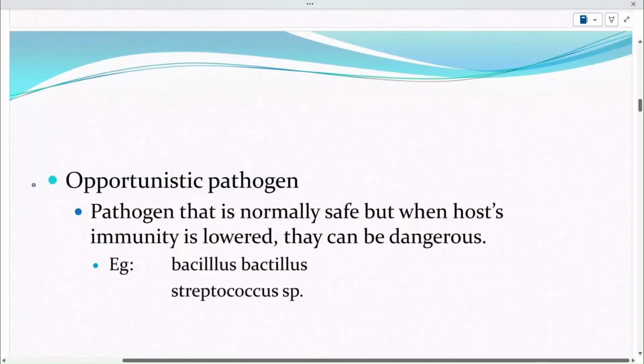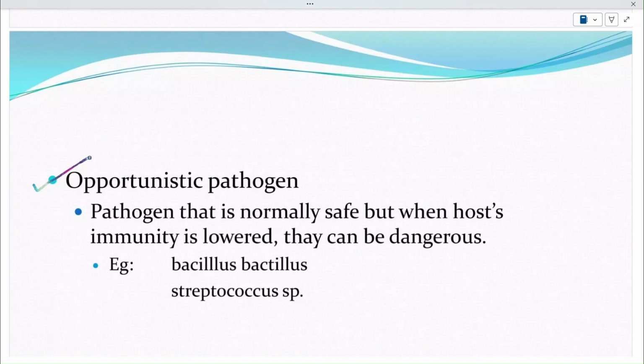Next we can see opportunistic pathogen. A pathogen that is normally safe, but when host immunity is lowered, it can be dangerous. Such microbes have some examples such as Bacillus and Streptococcus sp. So these are two common examples for opportunistic pathogen.